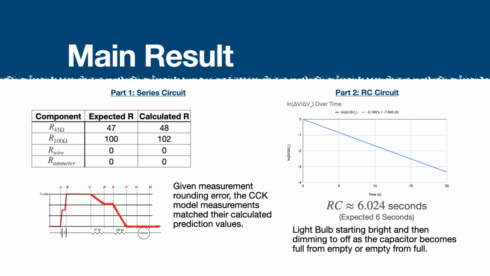The main result of this lab is that given measurement rounding error, the CCK model measurements match their calculated prediction values in the Part 1 series circuit, while in the Part 2 RC circuit, the calculated RC value was approximately 6.024 seconds, with the light bulb starting bright and then dimming to off as the capacitor becomes full from empty or empty from full.